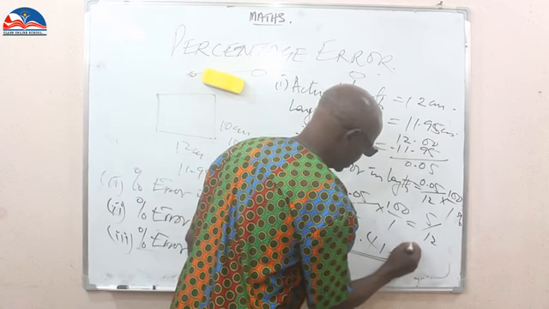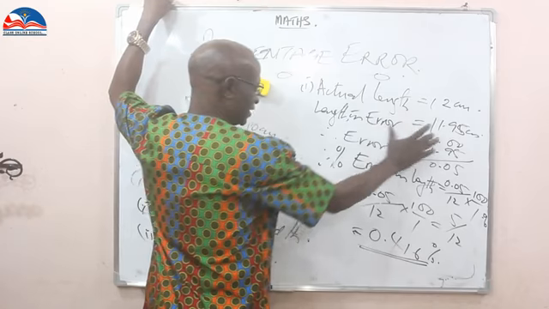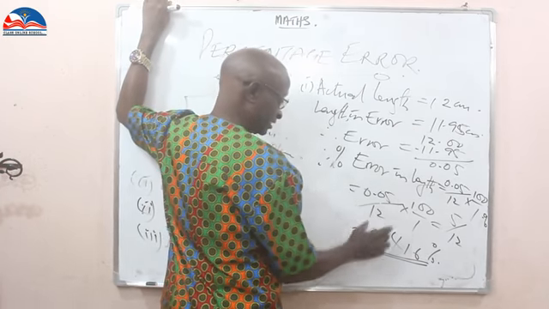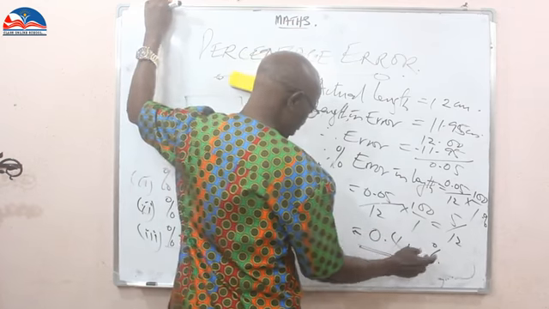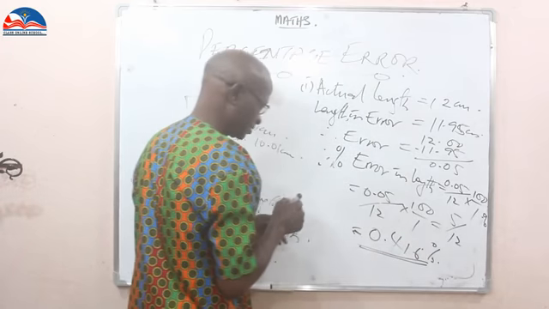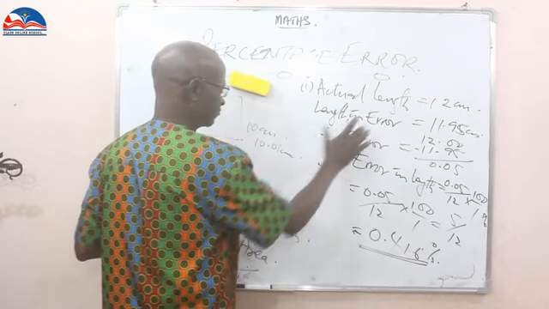We've got, from the actual length and the one in error, that at the end the percentage error in the length is 0.416. Although this continues, that means it is a continuous recurring decimal. So we provide it to 0.417. Now that is for length.